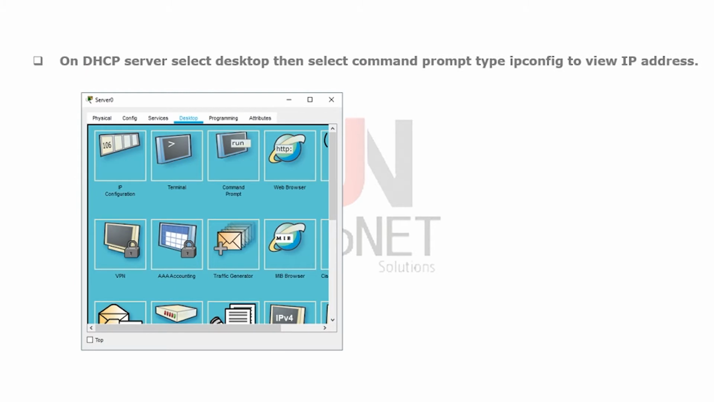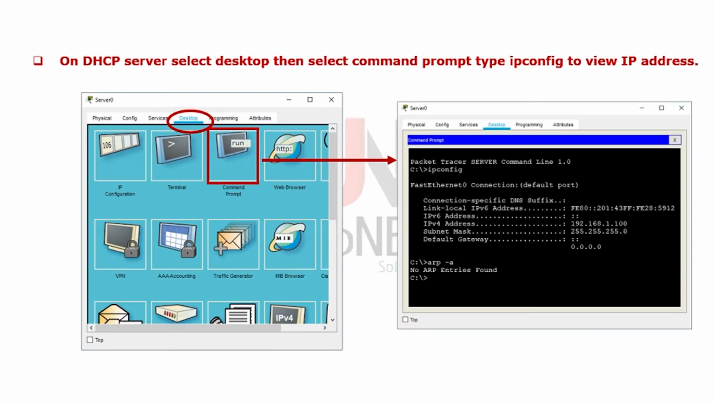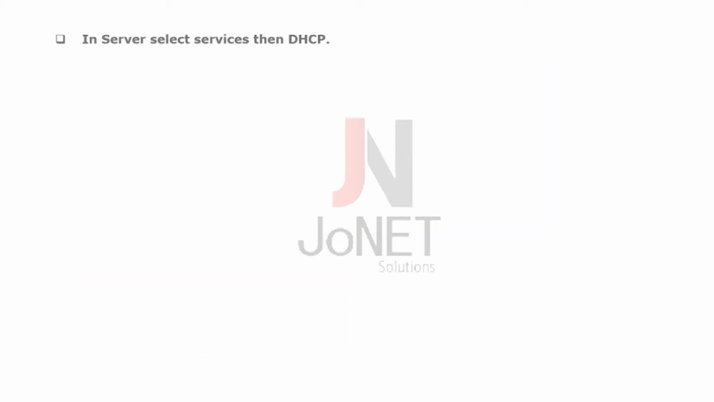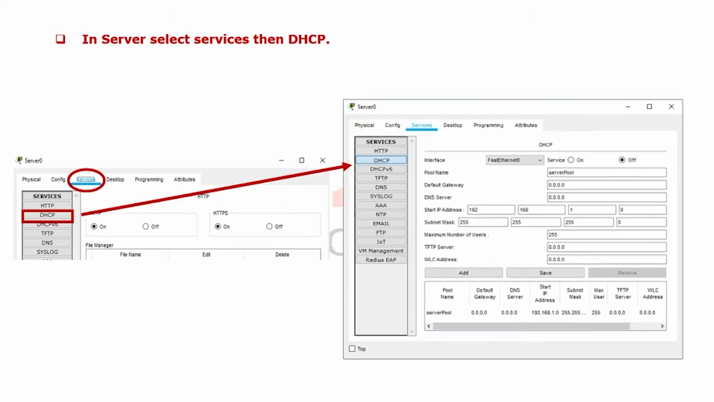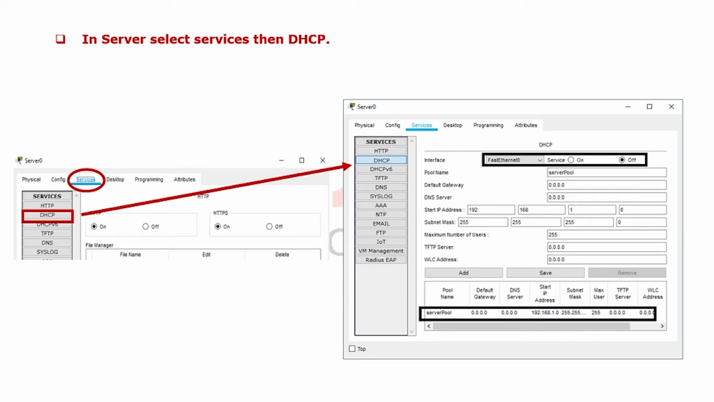On the DHCP server, select the desktop, then select the command prompt and type ipconfig to view the IP address and the subnet mask. Because this IP address and subnet mask we have given manually for the DHCP server. This is mandatory to give IP addresses to clients, that is DHCP clients. In the server, select the service, that is the DHCP service. By default, the DHCP service will be in off mode and the server pool will be in a default range.